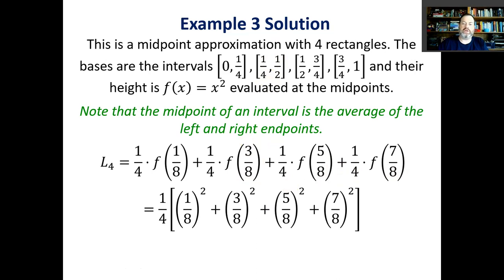And when you evaluate this, same sort of thing, right? Pull the 1/4 out front, square everything because our function's x squared. We get a number, 0.328125. So the question becomes, which of these approximations do you think is best? And what happens if we want to do like 100 rectangles? This would be awful, right?